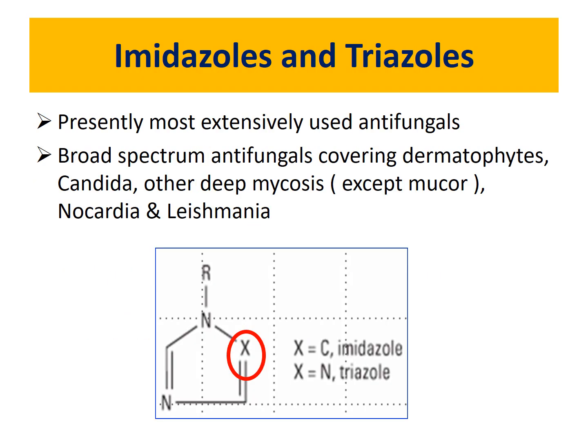Coming to the next group, that is azoles. Under azoles, there are imidazoles and triazoles, and these groups of drugs are presently the most widely used antifungals. They have a broad spectrum, including dermatophytes, candida, and other deep mycoses, except mucormycosis. They can also have action on nocardia and leishmania.